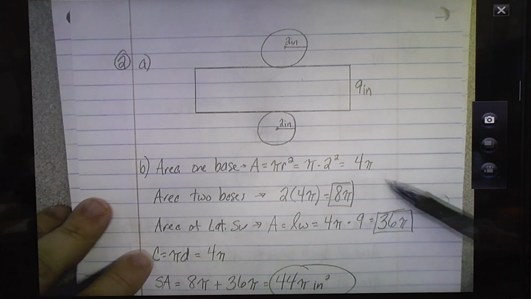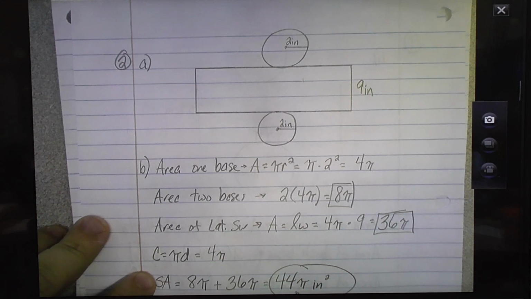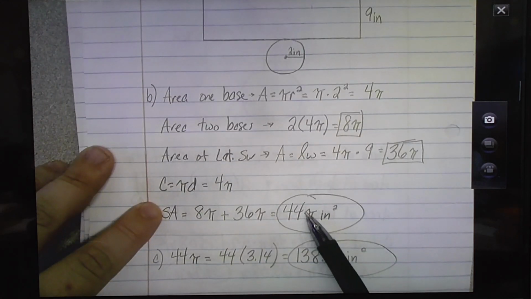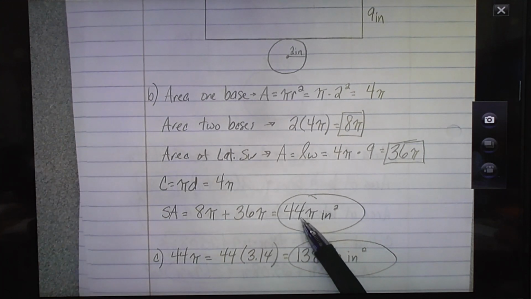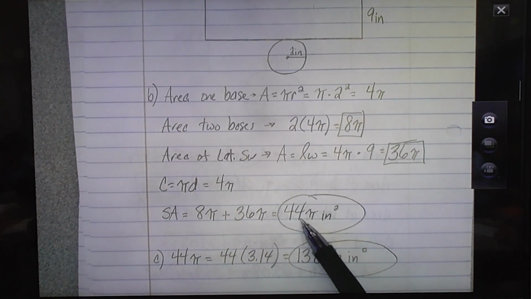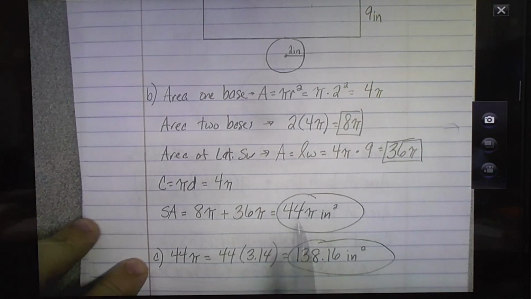Then I went ahead to find the surface area. I just added those two together. 8 pi plus 36 pi is 44 pi. And that is my exact answer, 44 pi. That's the answer they wanted in part B. Part C said, now find the approximate. Use 3.14 instead of pi. So I took the answer, 44 pi, got rid of the pi and put 3.14, multiplied it with my calculator, and got 138.16 inches squared.